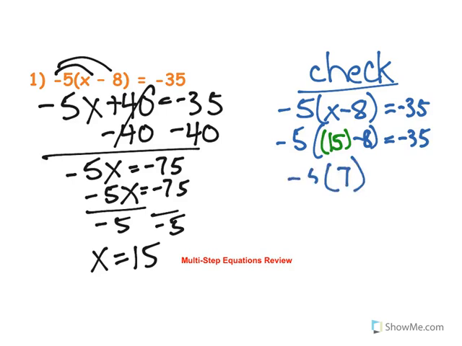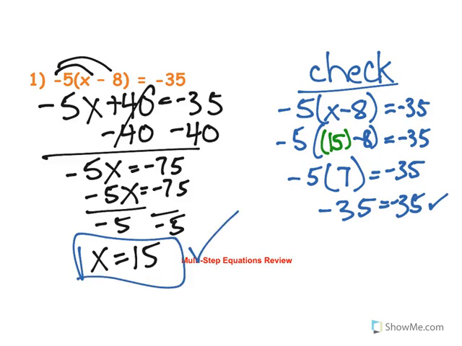So I'm going to evaluate what's in the parentheses. And finally, I'm going to do my multiplication. And the fact that my left side is equal to the right side is going to prove that my answer here is correct. I can box it. I can give myself a check.